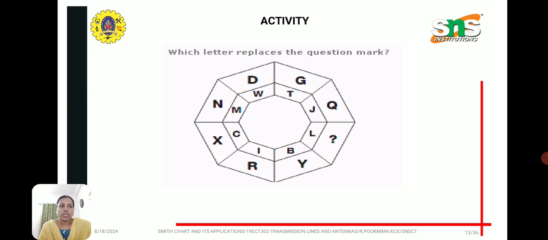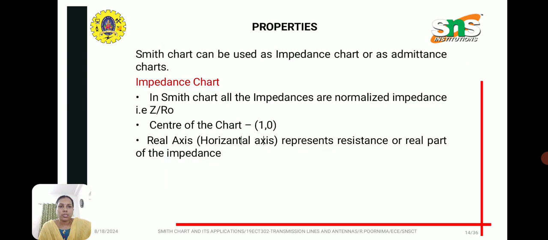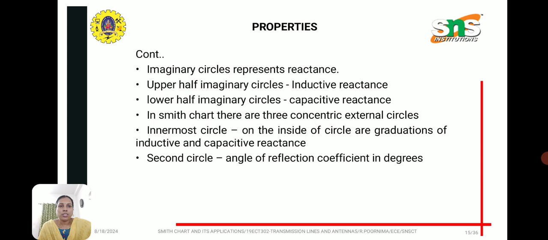So this is an activity. The properties of the Smith chart: it can be used as an impedance chart or admittance chart. In the impedance chart, all the impedance values are normalized, that is Z by R naught. The real axis or horizontal axis represents the resistance or real part of the impedance. Imaginary circles represent the reactance. The upper half imaginary circles are inductive reactance and the lower half are the capacitive reactance.